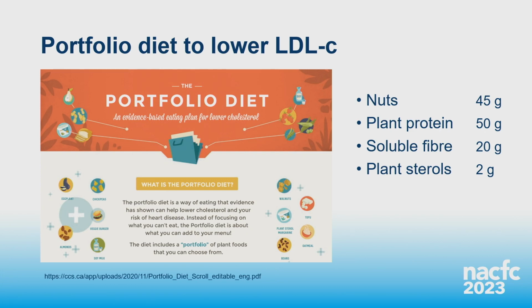So the portfolio diet is a way of eating that can help lower LDL significantly. And it's called the portfolio diet because it includes a portfolio of plant foods that you can choose from. So there's 4 key components to the diet listed here. I'm going to go over them in the next slide, but the quantities of each are listed here. So for nuts, for instance, 45 grams is the recommended amount to have per day. And what that looks like is about a quarter or a third of a cup.